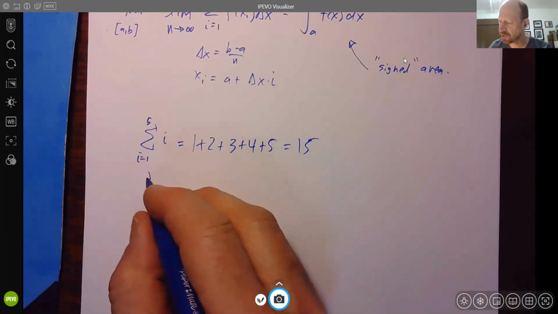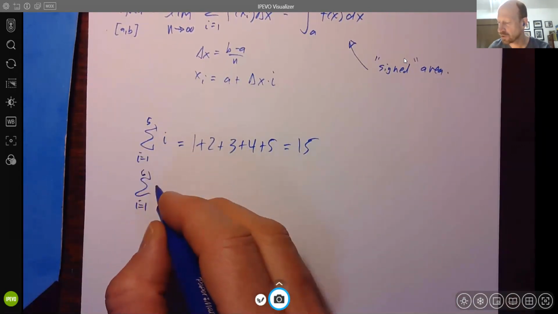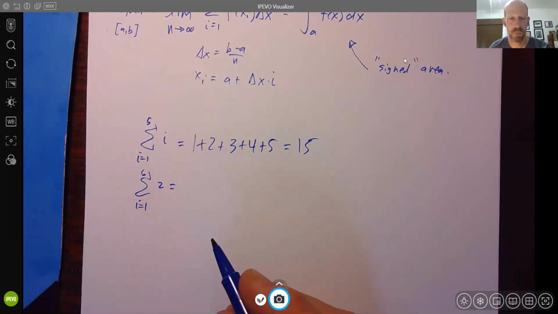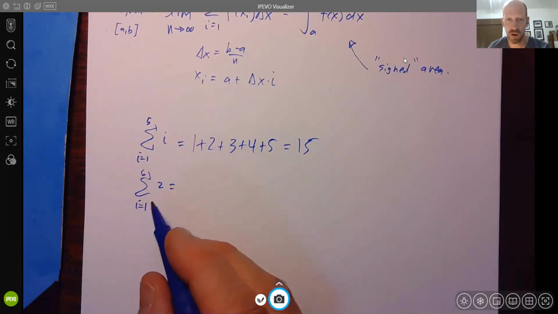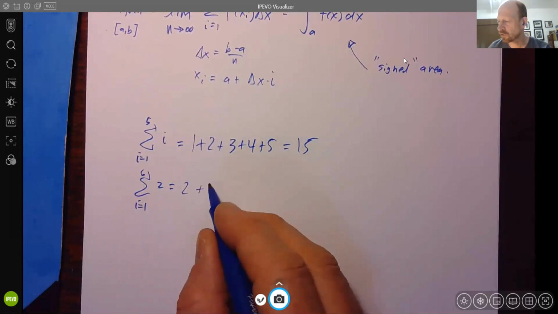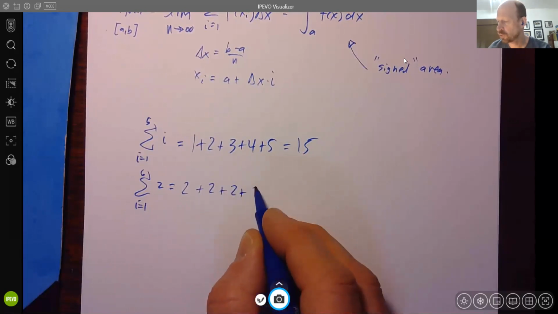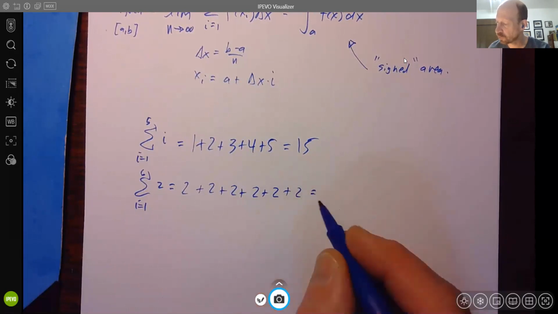Okay. You could also sum up a constant from i equals 1 to 6. You could sum up 2. So here, this constant doesn't depend on i. It's just always 2. So when i is 1, it's 2. When i is 2, it's 2. When i is 3, it's 2. And when i is 6, it's 2, and I end up with 12.